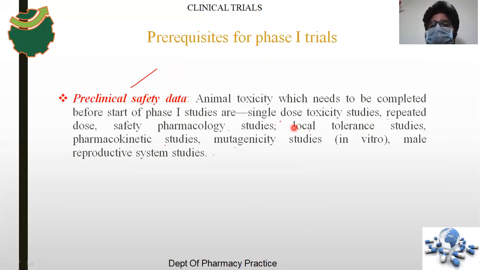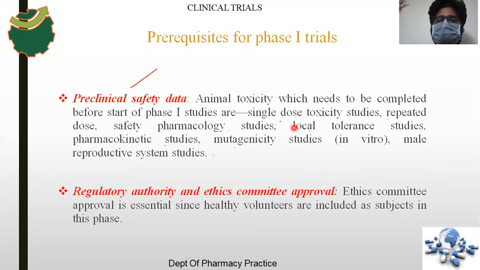Then we'll go for phase one of clinical trials, right? And the next thing is regulatory authorities and ethical committee approvals. This is the data we need to do the study, and that data should be submitted to the ethical committees and national regulatory bodies to get approval to start a clinical trial.